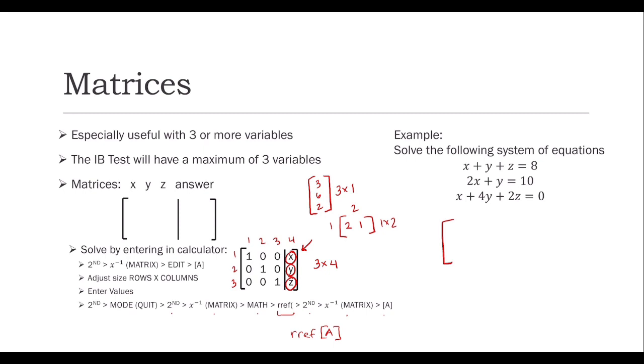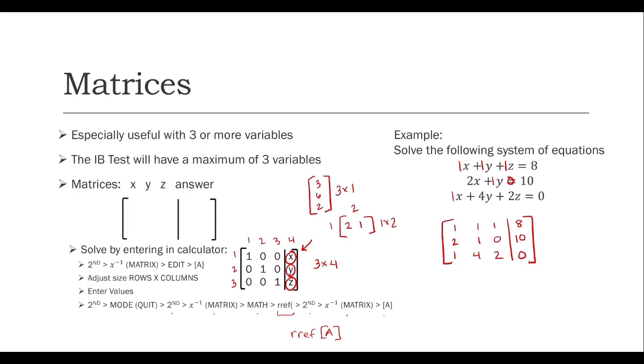So to set this up, we look at the values we have. So we have 1X, 1Y, 1Z equals 8. So 1, 1, 1, 8. Then we have 2X, 1Y, no Z equals 10. So it'd be 2, 1, 0, 10. And for our final equation, 1x, 4y, 2z equals 0. So 1, 4, 2, 0.